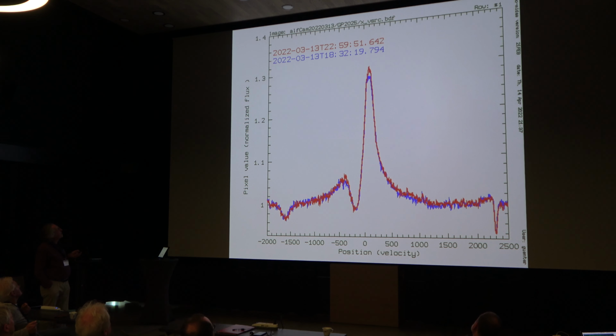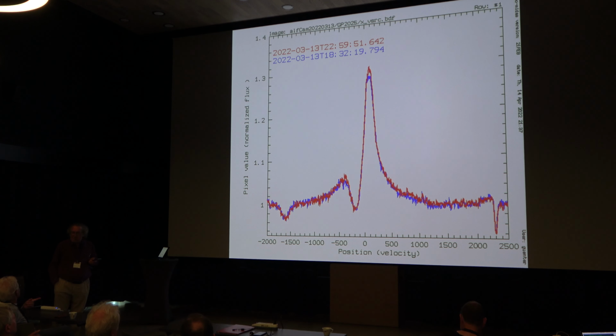Same day, 3 hours later. What's the visual brightness of the star? 4.3.